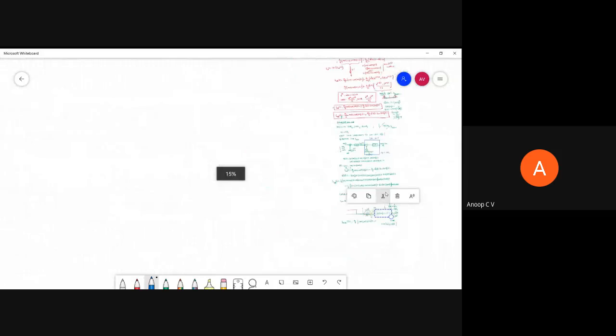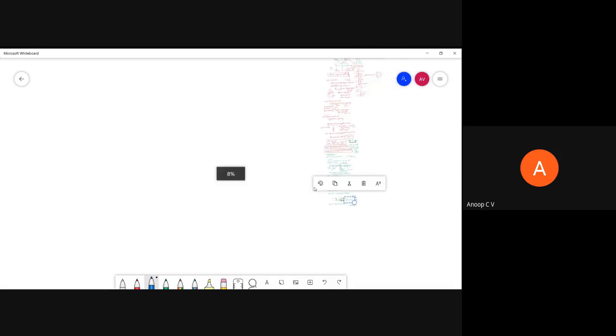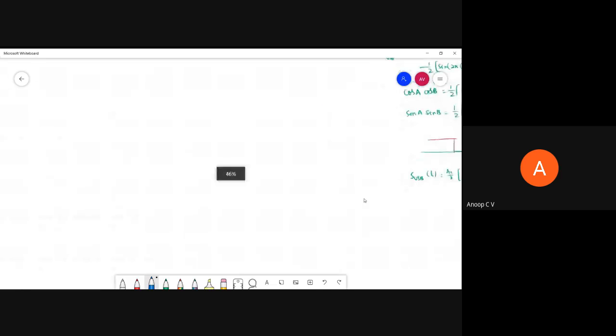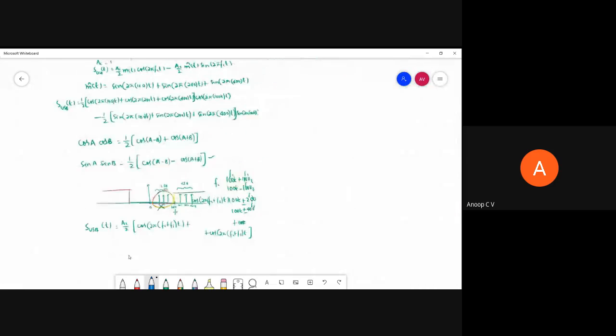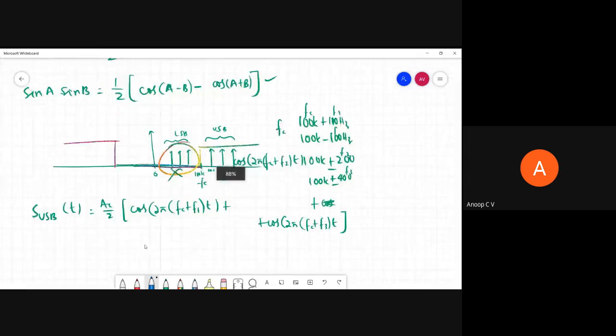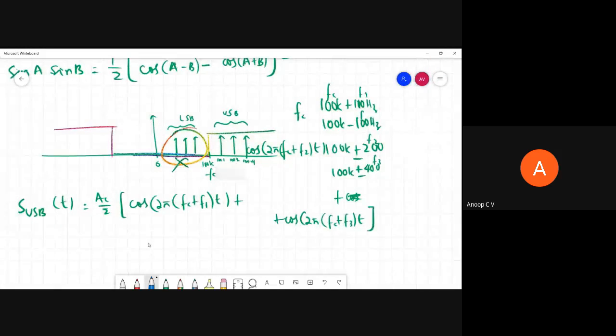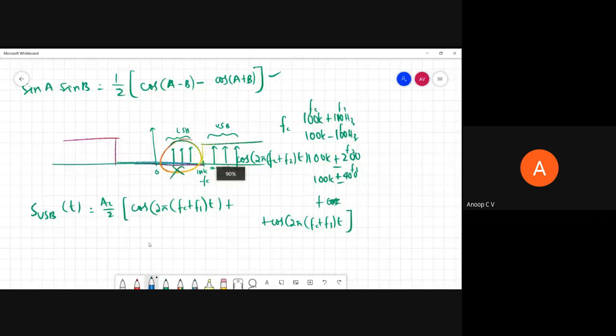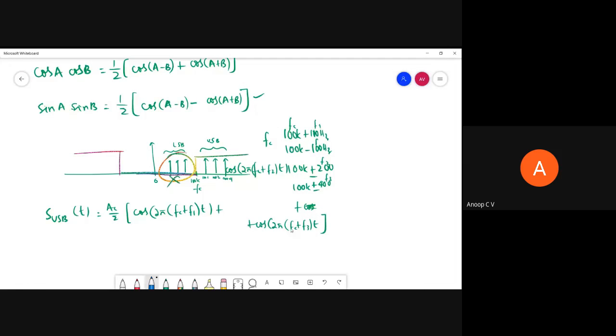I'm sorry, actually my mouse is giving me some trouble. Let me just try and fix it, please. Okay, something went somewhere. It was here. Okay, no problem. Fine. So you can write it like this.